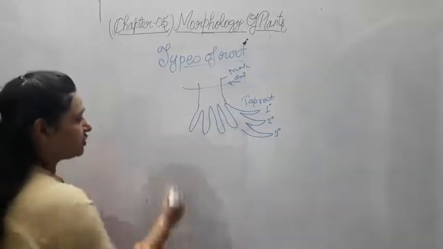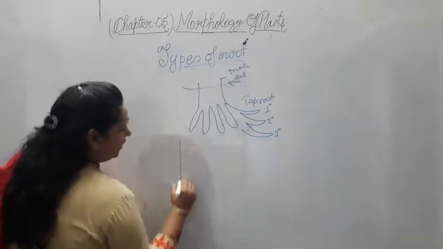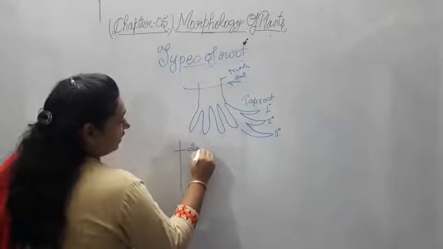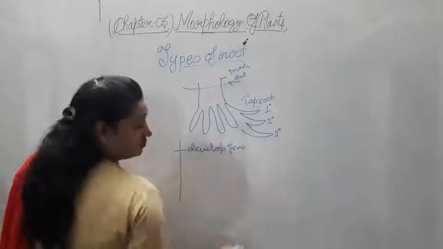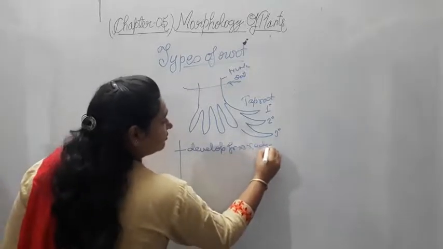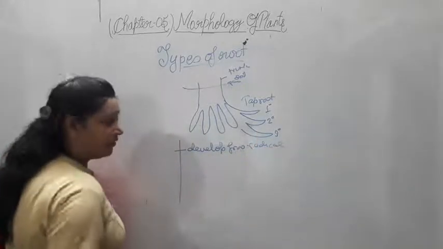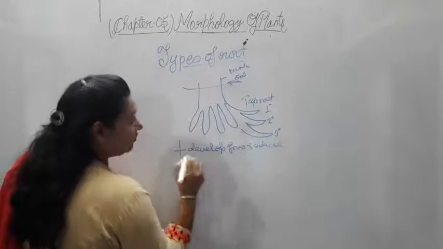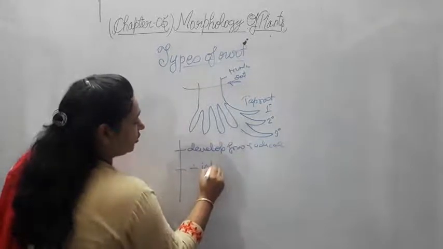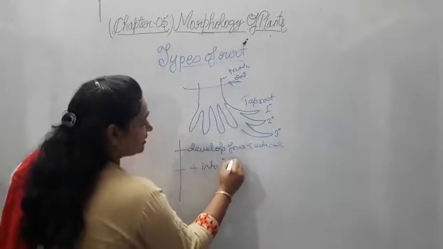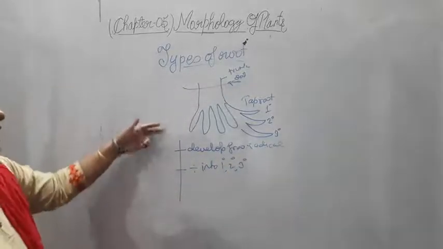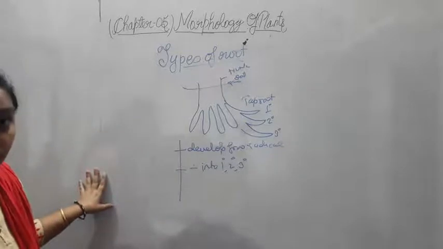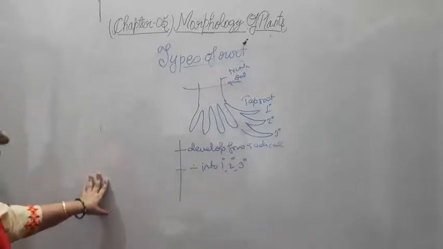They have two special features. They develop from radicle and they divide into primary, secondary and tertiary roots. So that is why they are called a tap root. Now let us see the other one.